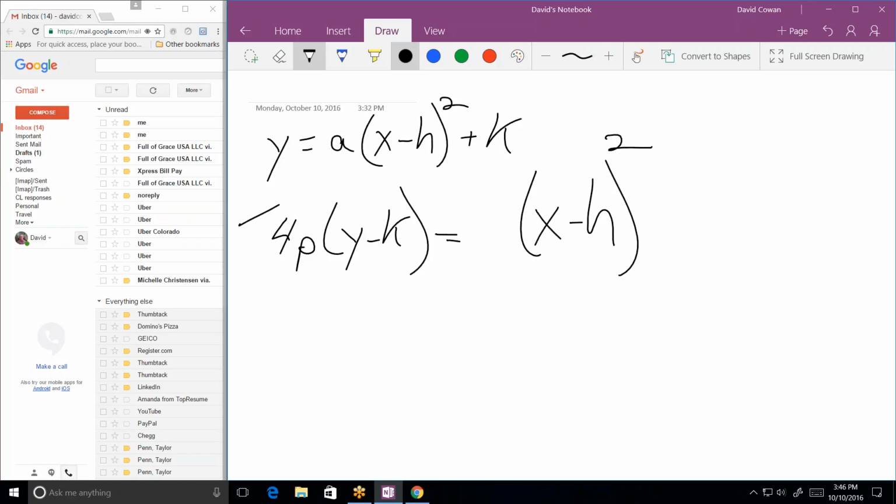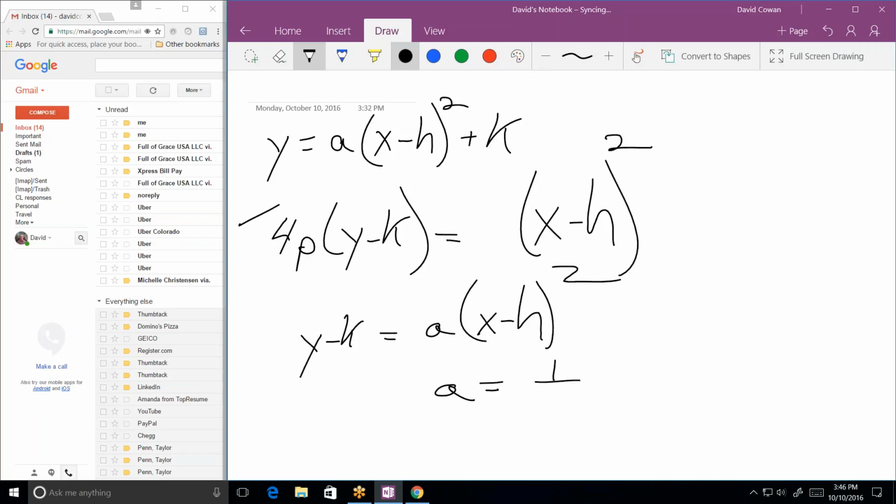The thing is that A is equal to 1 over 4p. And notice that if I wanted to use the original format, I would have y minus k equals A times x minus h quantity squared. Well, if I make A equal to 1 over 4p, then that becomes 1 over 4p, which is what A is. And now if I multiply 4p by both sides of the equation, I get the equation that I have check marked, the second one up there.